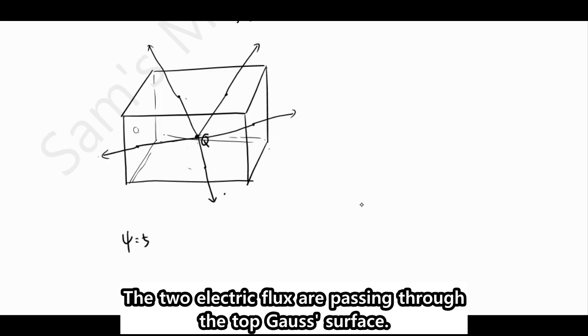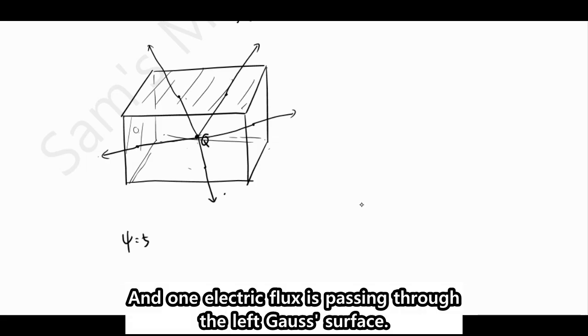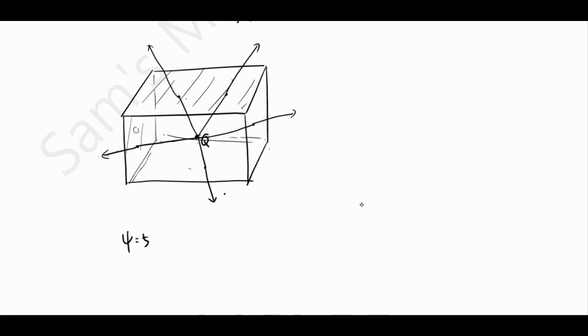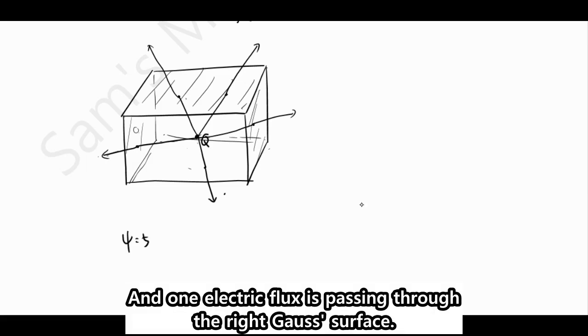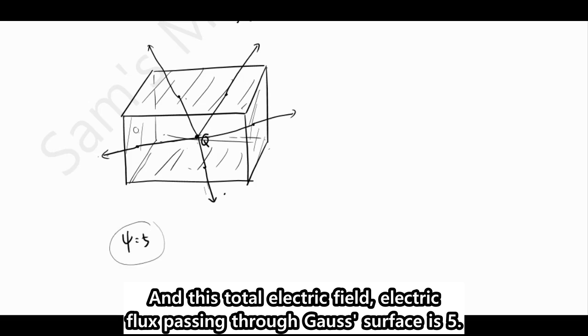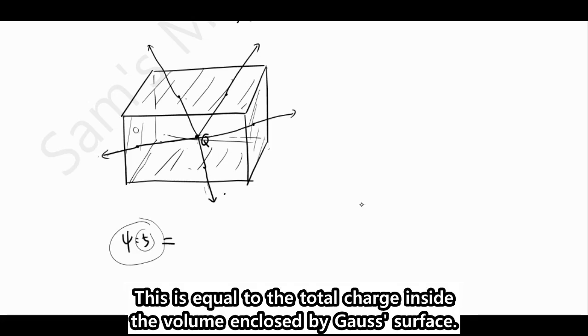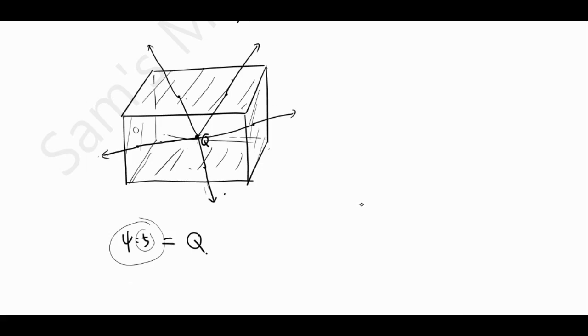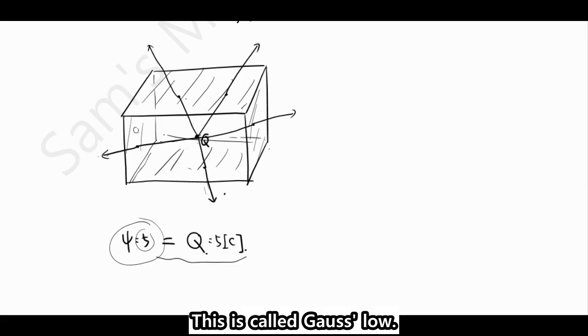2 electric flux lines are passing through the top Gaussian surface, and 1 is passing through the left Gaussian surface, and 1 is passing through the right Gaussian surface, and 1 is passing through the bottom Gaussian surface. The total electric flux passing through the Gaussian surface is 5. This is equal to the total charge inside the volume enclosed by the Gaussian surface. This is 5 coulomb. This is called Gauss's law.